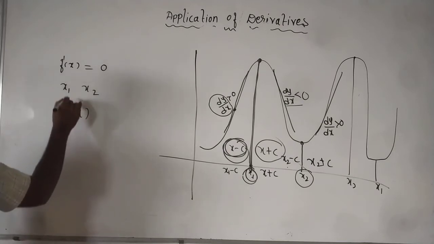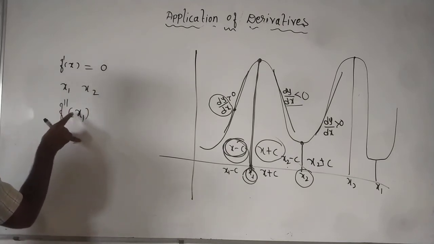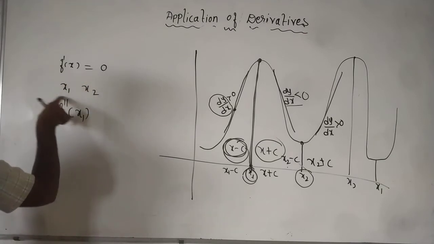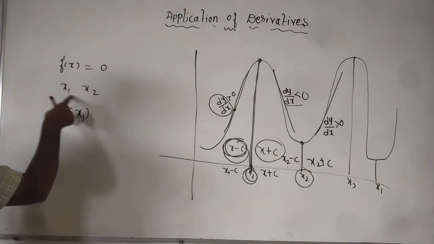A second derivative for this value. If the second derivative for these, what we got, the critical value, you can tell critical value.